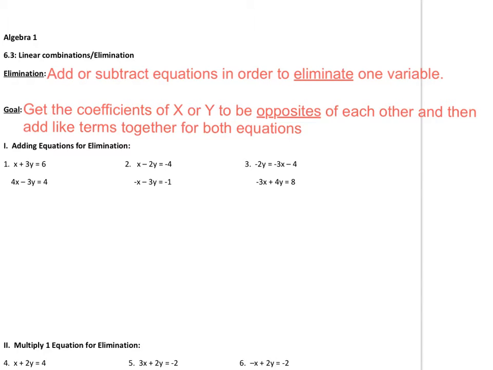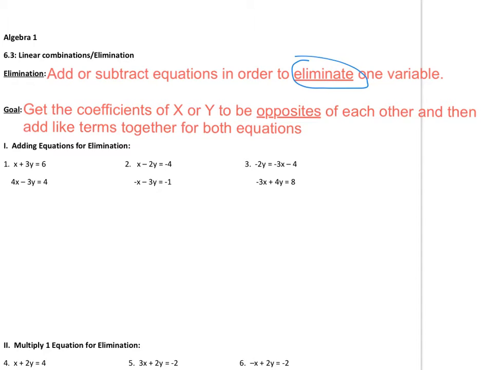Okay, hopefully you took down those definitions. I'm just going to go over what elimination is and what the goal is, and then do the first three. Okay, so elimination, we're going to add or subtract the equations, and the whole goal is we want to get rid of one variable. We want to eliminate one variable. So if we can get rid of one variable, I can solve for whatever variable I have left.